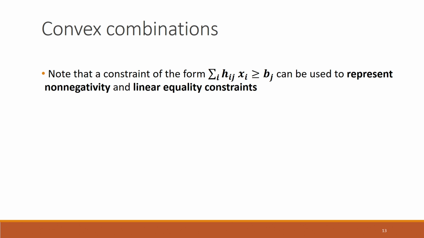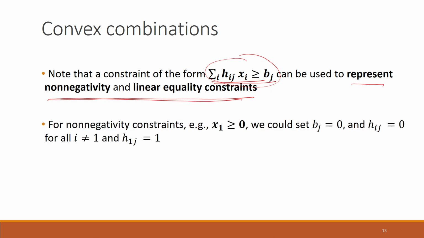Note that constraints of the form summation hij xi greater than or equal to bj can be used to represent non-negativity and linear equality constraints also. And why we are interested in these kinds of constraints: because if you remember, the optimization formulations of user equilibrium and system optimization have non-negativity and linear equality constraints. So all of those are examples of these kinds of constraints, because this is a general form of writing all the linear constraints.